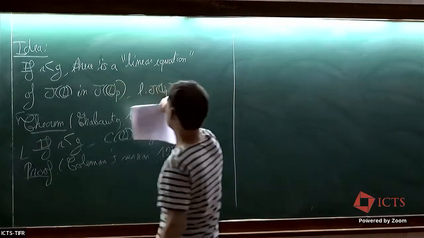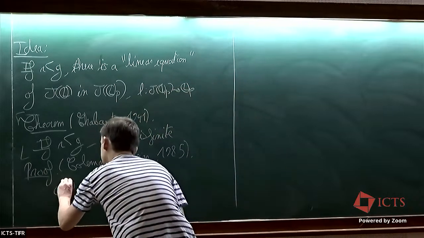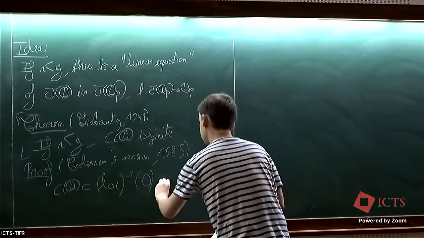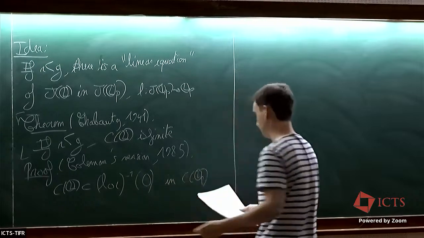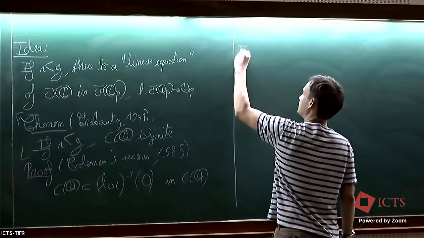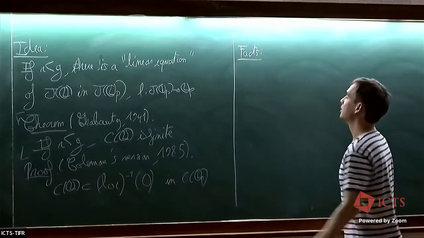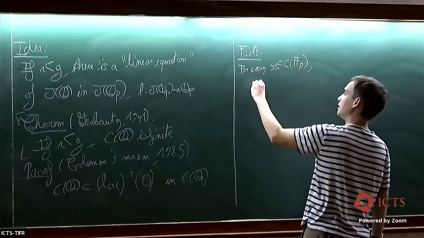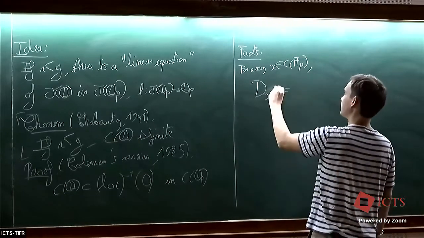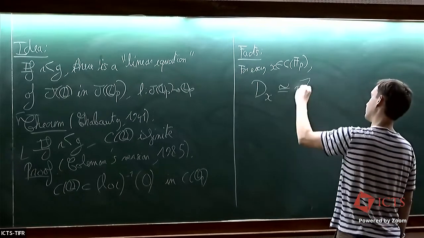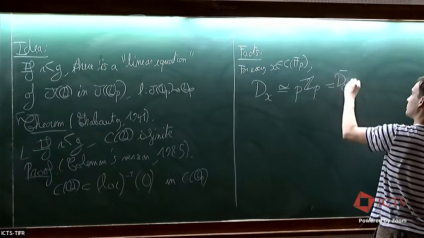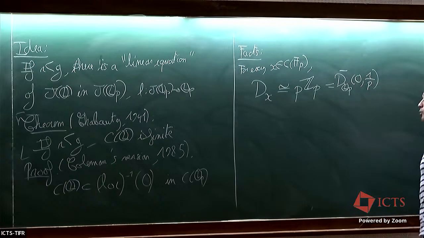So take such a linear equation. What I've said is that C of Q is inside L composed with iota minus 1 of 0 inside C of Q_p. Again, some more facts. For every F_p point x of the curve, D_x, what I call the residue disk, can be made isomorphic, by bijection, sorry, with pZ_p. And this is actually a disk, if you think about it. It's the closed disk in Q_p around 0 with radius 1 over p. So that's why we talk about the residue disk here.